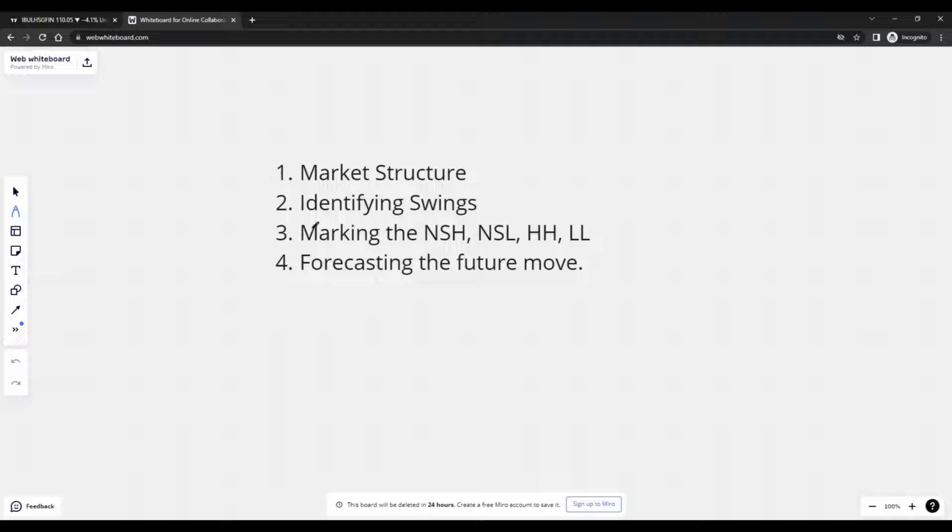Once we are able to identify the new structure high, new structure low, higher high, and higher low, we will be in a position to forecast the future move, the move which has the highest probability. We will try to forecast the direction in which the market has the highest probability of moving. All right, guys, let's move to the chart.